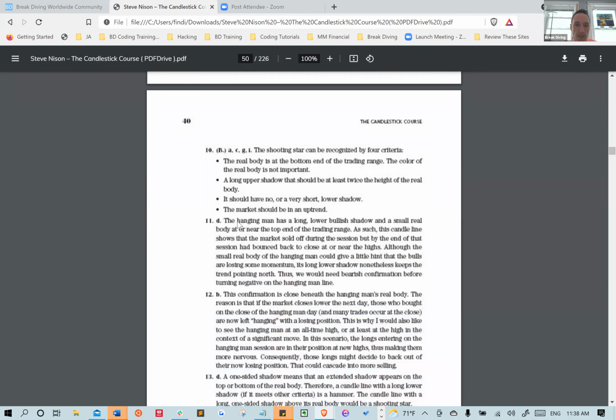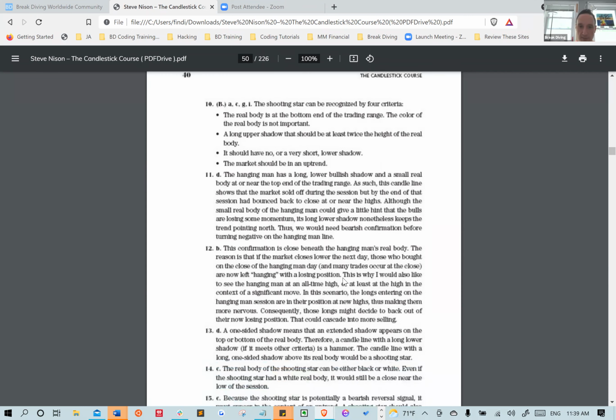Good. The hanging man has a long lower shadow and a small real body near the top of the trading range. It shows that the market sold off during the session, but by the end of that session bounced back to close at or near the highs. Although the small real body of the hanging man could give a little hint that the bulls are losing some momentum, its long lower shadow nonetheless keeps the trend pointing north. Thus, we would need bearish confirmation before turning negative on the hanging man line.